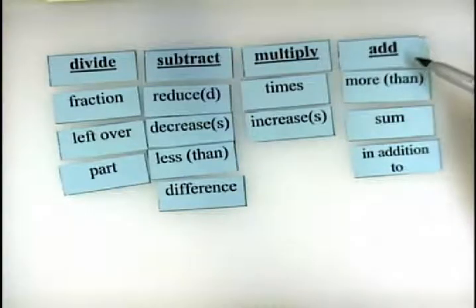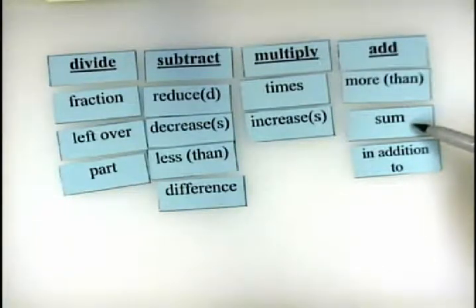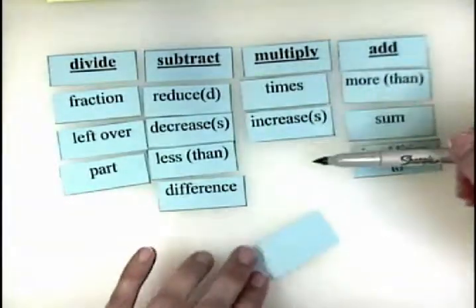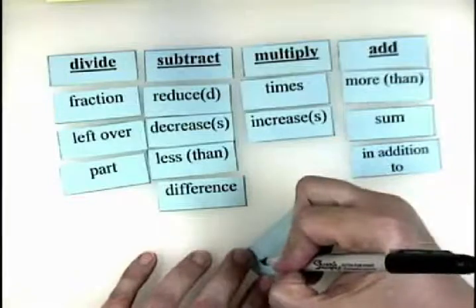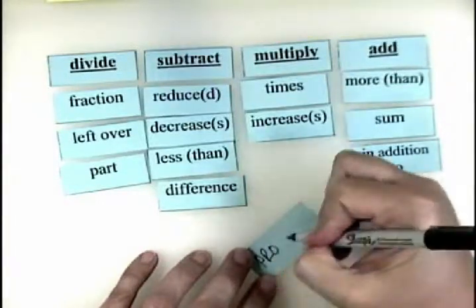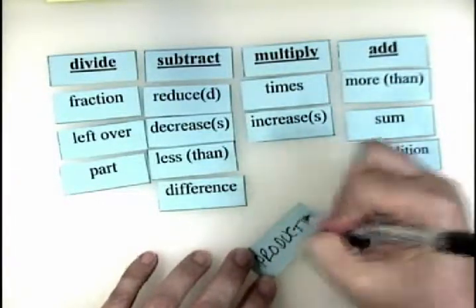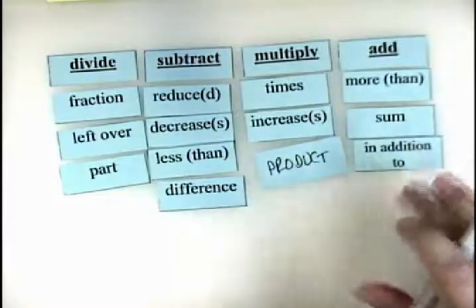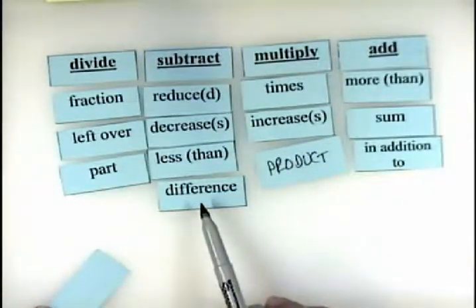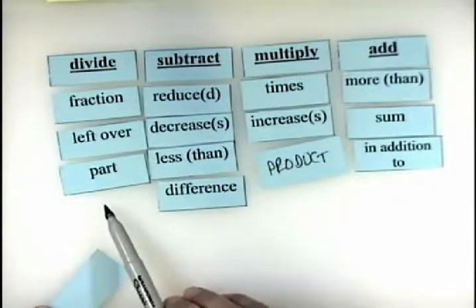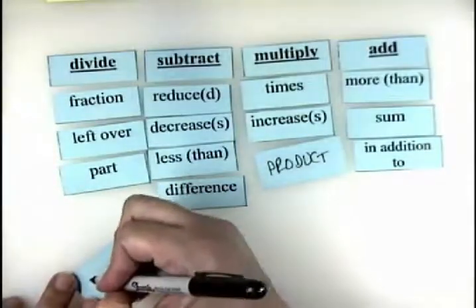They may see in the add column that sum is there to represent the answer of an addition problem, but they may go over to the multiply column and see that the answer word is not there, so they may add the word product to their sort. Then they will go over from the subtract column to the divide column and see that quotient has been left out.